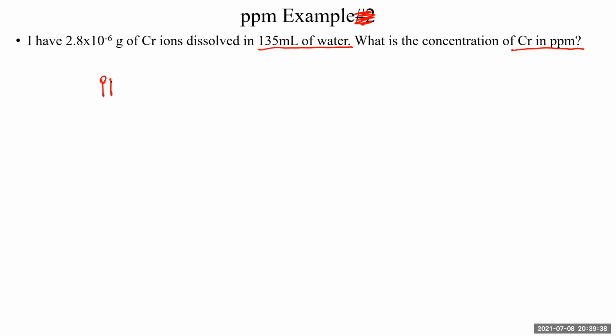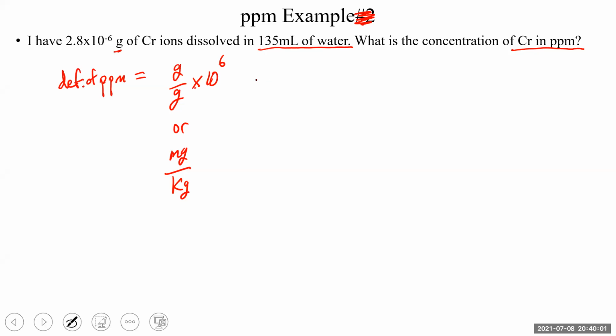Now, the definition, again, this is all about definition. Definition of part per million is, you can either use grams divided by grams times 10 to the 6th, or you can use milligrams per kilograms without the 10 to the 6th. Let's try it both ways. We should get exactly the same answer.